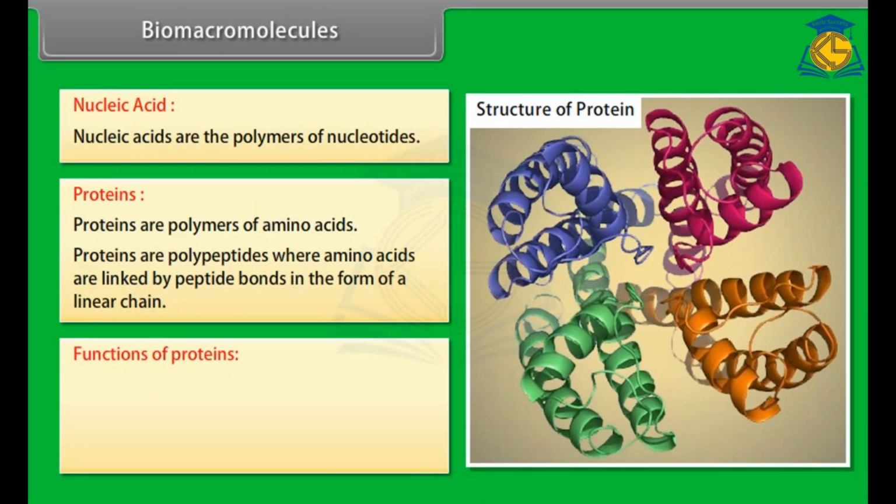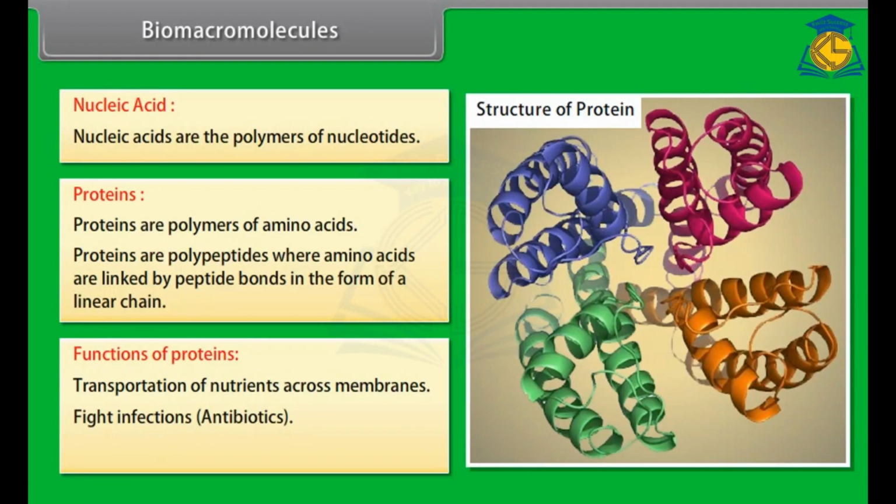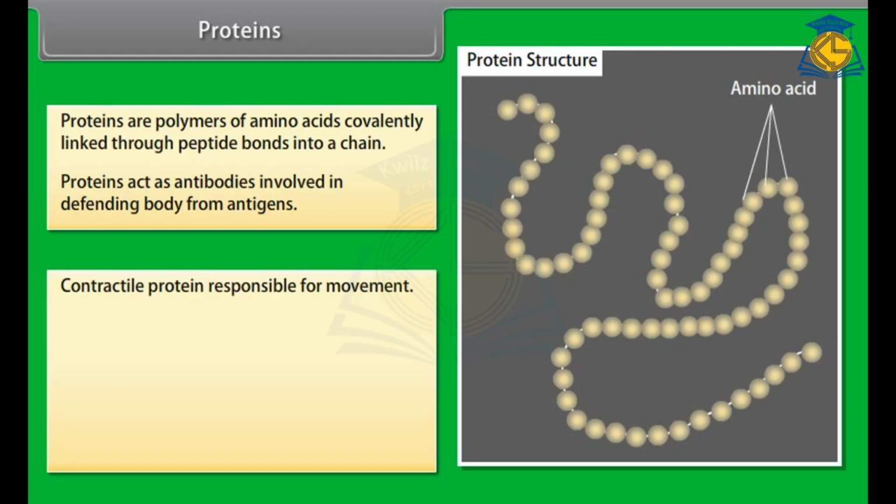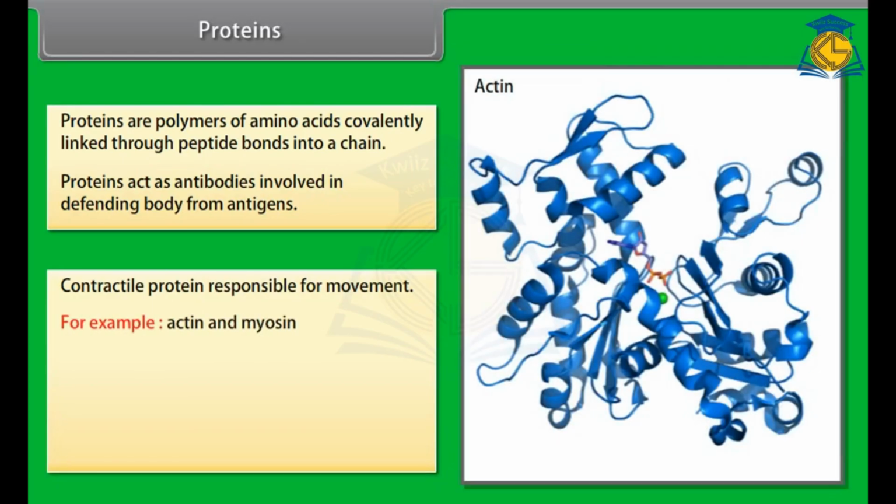Functions of proteins. Transportation of nutrients across membranes, fight infections, and act as hormones and enzymes. Proteins are polymers of amino acids, covalently linked through peptide bonds into a chain. Proteins act as antibodies involved in defending the body from antigens. Contractile protein is responsible for movement, for example, actin and myosin.